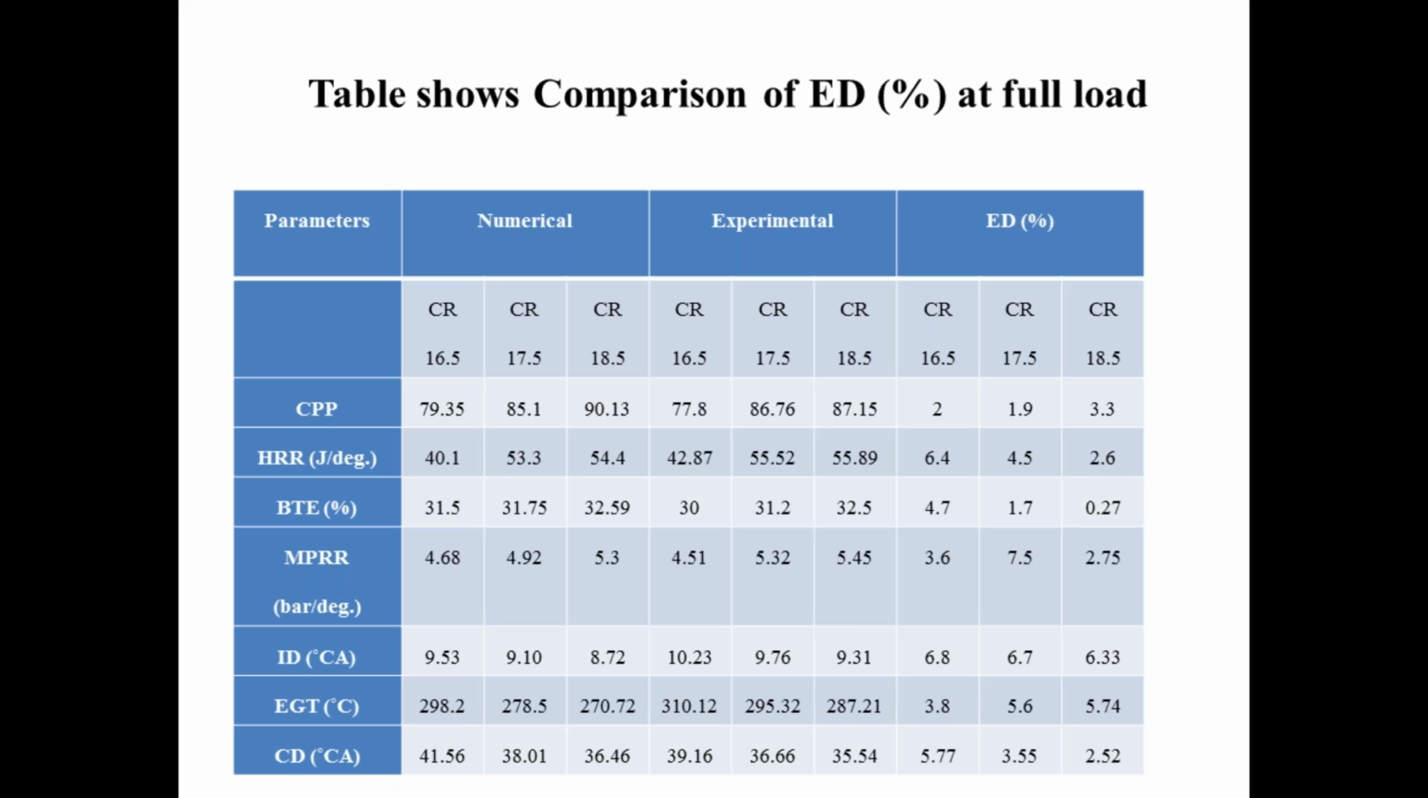I am showing only the full load table, with the numerical and experimental results for the parameters: cylinder pressure, heat release rate, brake thermal efficiency. If you check the error deviation, there is very little error deviation between the diesel RK and experimental results. So basically this is the first type of validation, in which the experiment we have done ourselves is compared with the numerical software, our diesel RK.